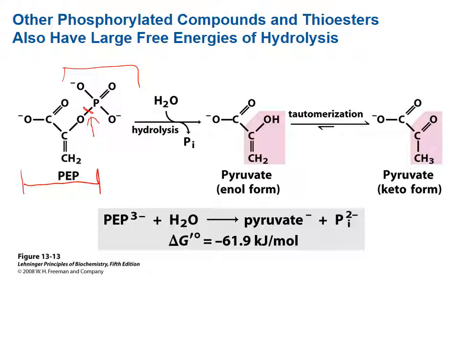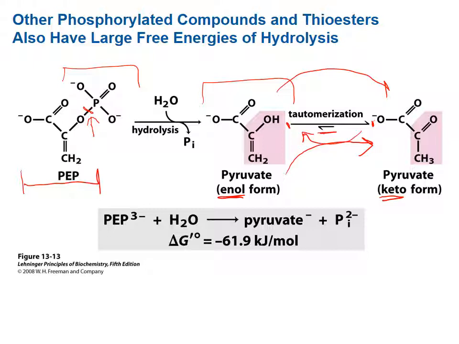When it's hydrolyzed, we generate a pyruvate, but we generate it in the enol form, which is unstable. This form can easily and very quickly tautomerize, or change its isoform, to a more stable keto form. These arrows here represent the rate of reaction from enol to keto, which is quite large, and from keto to enol, which is very, very small.